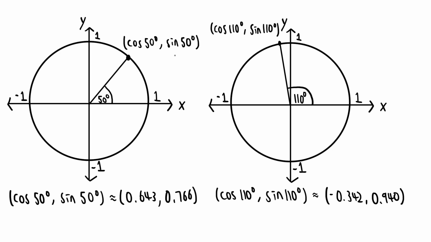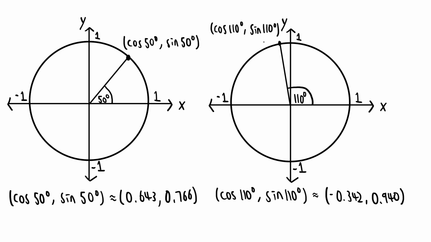If we want to find sine of 110 degrees and cosine of 110 degrees, we need to draw a straight line from the origin to the unit circle, such that the angle between the line and the positive part of the x-axis is 110 degrees in the counterclockwise direction, and that's the diagram on the right-hand side. The x-coordinate of the point where the line intersects the circle is cosine of 110 degrees, and the y-coordinate of the same point is sine of 110 degrees.